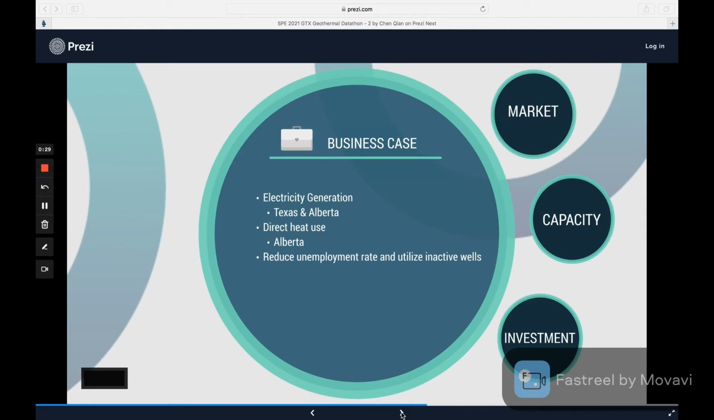Our second use case is direct heat use. Alberta is a cold province and can benefit by using geothermal energy to heat homes and greenhouses. The last use case is to use geothermal projects to repurpose inactive wells in Alberta and reduce the unemployment rate.